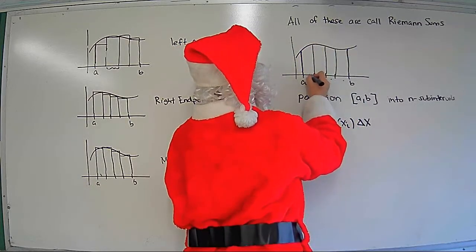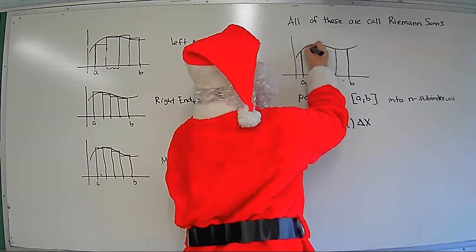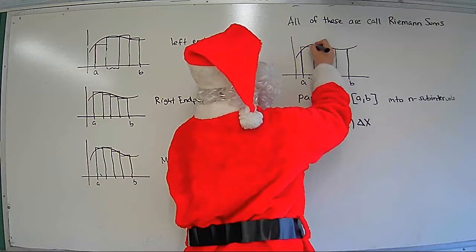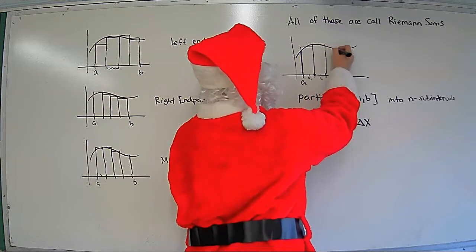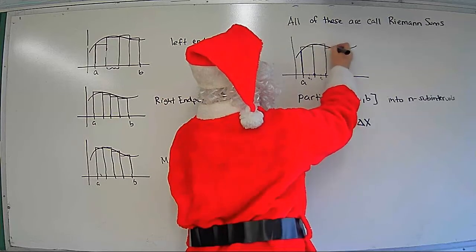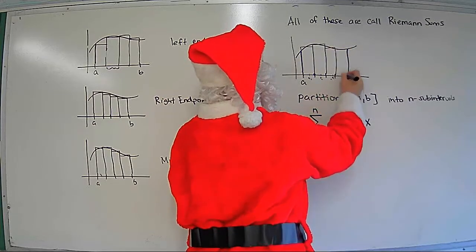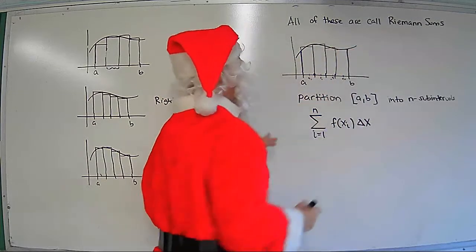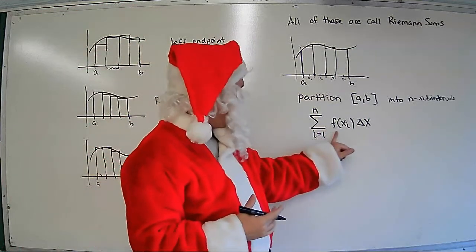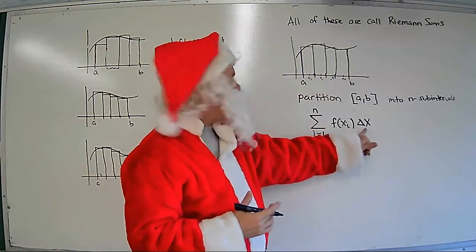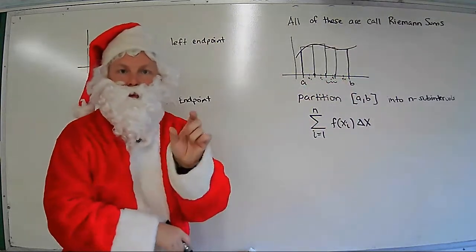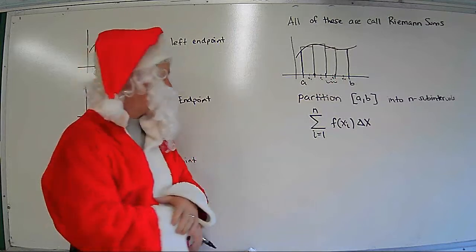So maybe x sub 1 is right here, and that's going to give you the height. Then x sub 2 is right here, that's going to give you the height. And maybe x sub 3 is right here, and that'll give you the height. And then maybe x sub 4 is right here, and that'll give you the height. But what a Riemann sum is, you're taking an f value and multiplying it by a delta x. Delta x in this case is that distance right there. It's the width of those rectangles.